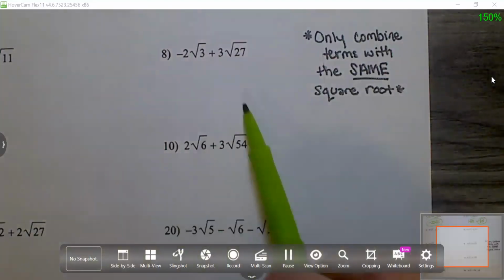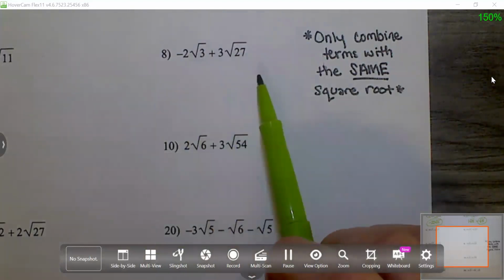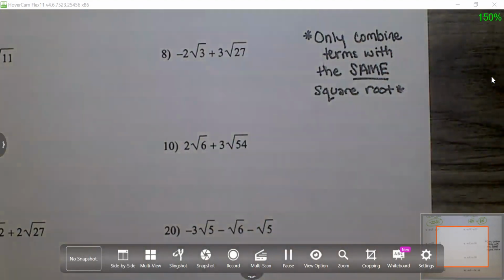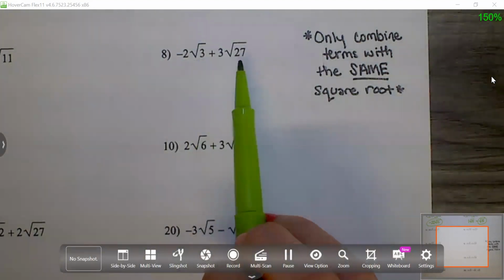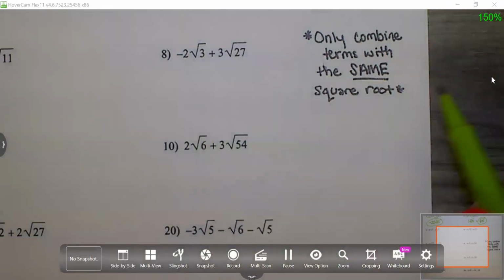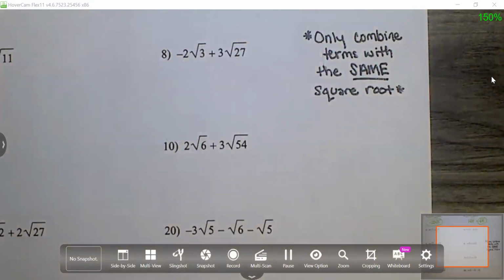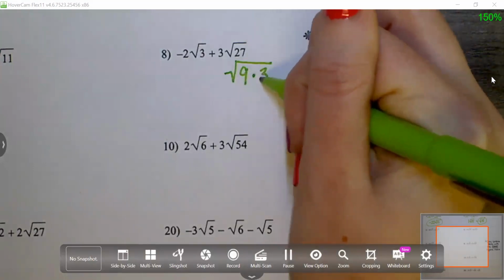I'm now going to zoom down to question number 8 because that's the first question where they do not have the same square root. They can only combine terms if they have the same square root. So if we have square root of 3 here, this 27 most likely can be broken down into a situation where I have the square root of 3. What perfect square can I divide out of 27? 27 can get broken down into 9 times 3.